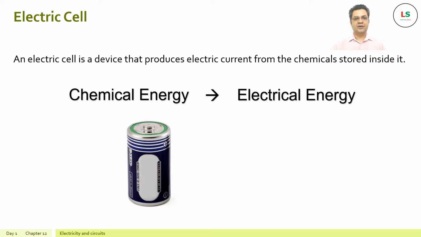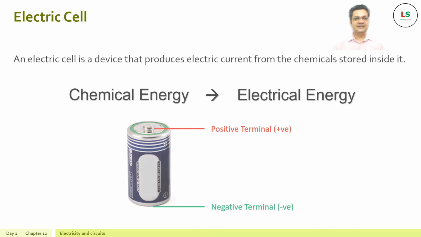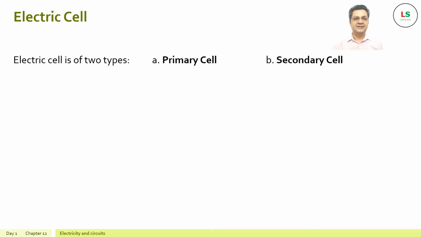Here we have an image of the electric cell. It has two terminals. One looks like a metal cap and is called the positive terminal. The other looks like a disc and is called the negative terminal. Electric cells are of two types, primary cell and secondary cell. Let's have a bit more description about both of them.